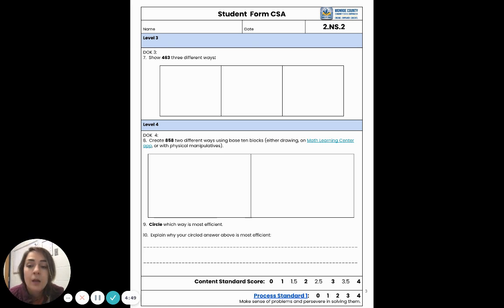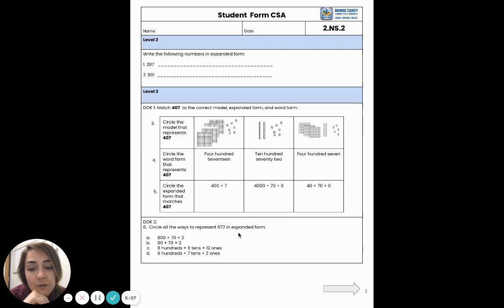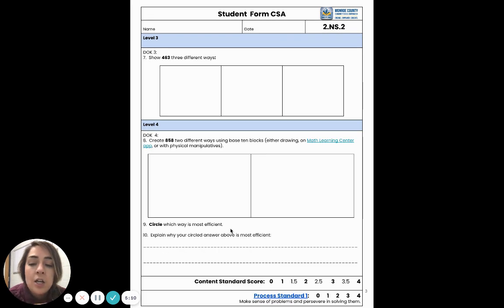It doesn't matter. All right, then the last one, you are going to do that same thing just for a bigger number. So it says create 858 2 different ways using base 10 blocks. All right, so kind of like back on the other page where you circled more than one right answer for 872, you're going to draw 858 just using base 10 blocks in two different ways. Okay, and then you don't need to worry about 9 and 10. All right, so good luck. Remember to send me a picture of it when you are done.